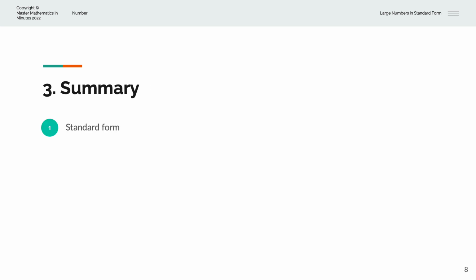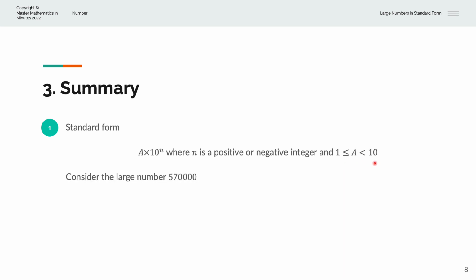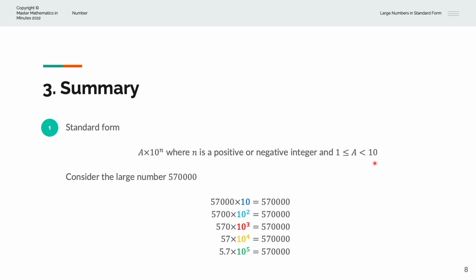To summarize, the definition of standard form is where we can write numbers as a multiplied by 10 to the power of n, where n is a positive or negative integer, and a is greater than or equal to 1 and less than 10. So consider the large number 570,000. We can write this number in a couple of ways. So the final form, 5.7 multiplied by 10 to the power of 5, is in standard form, because 5.7 is between 1 and 10, and 5 is a positive integer.